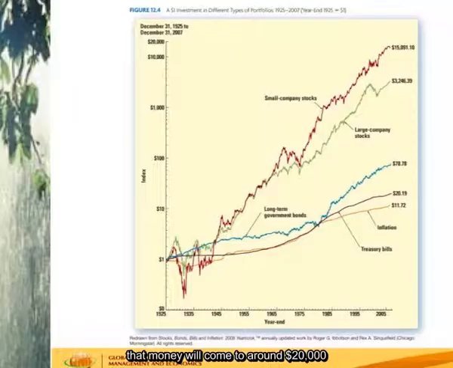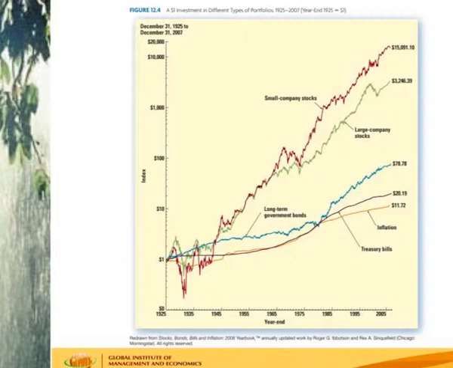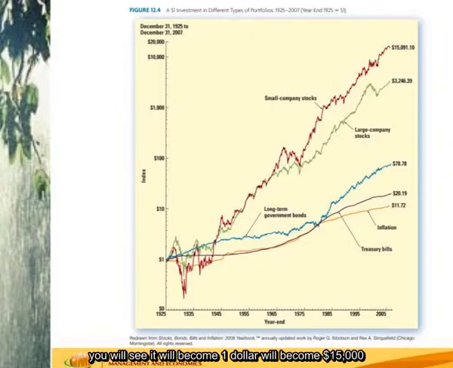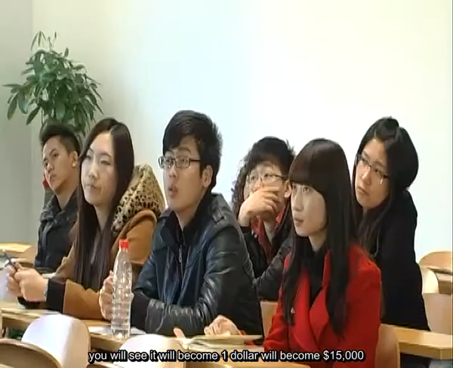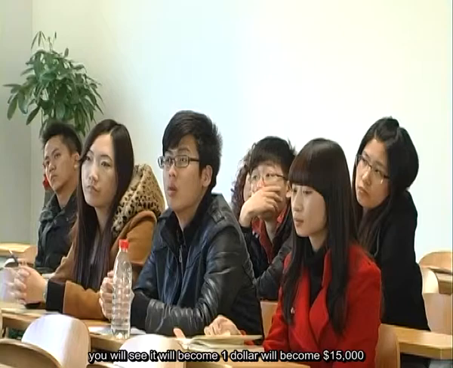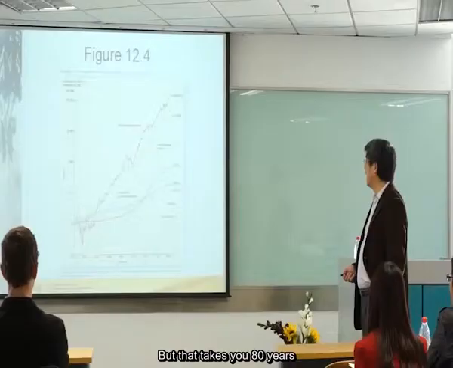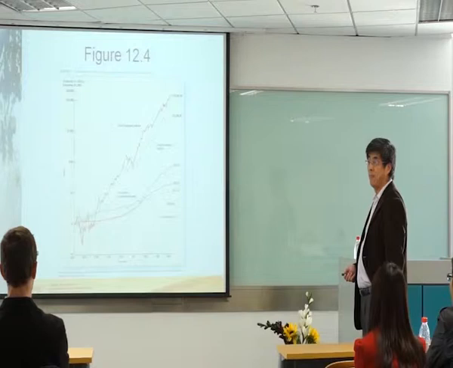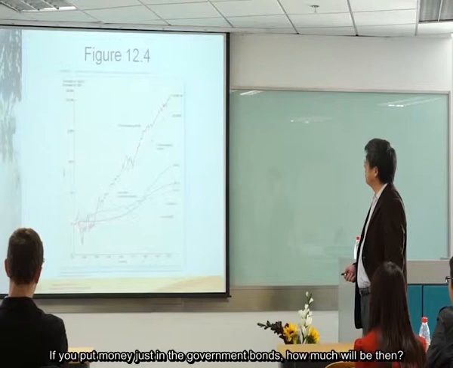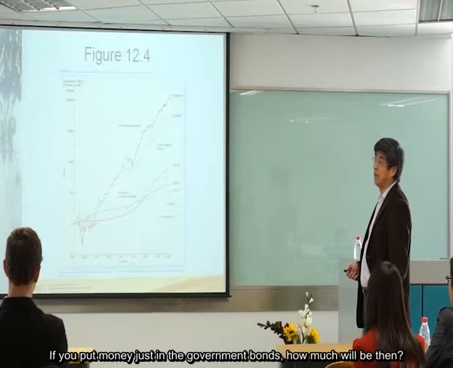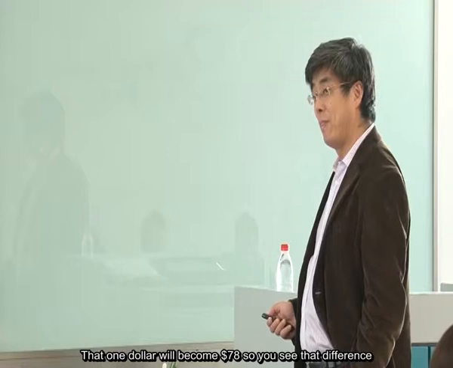Around 20, which means if it's 1,000, it will become 20,000 after 40 years. Give you another 40 years, from 1965 to 2005, you will see $1 will become 15,000. But that takes you 80 years. If you put money just in the government bonds, that $1 will become 78. So you see that difference. It's such a big difference.